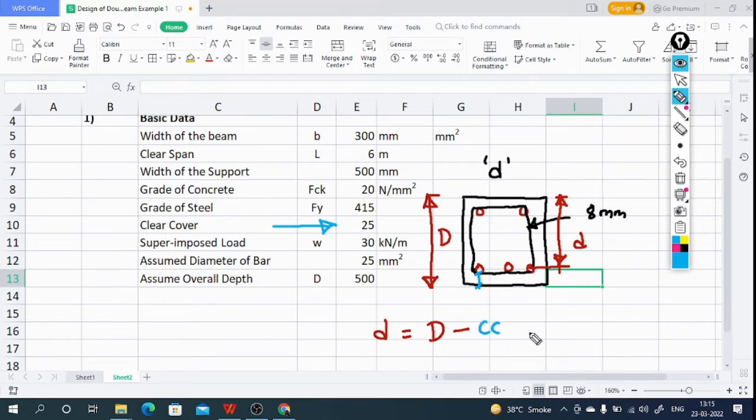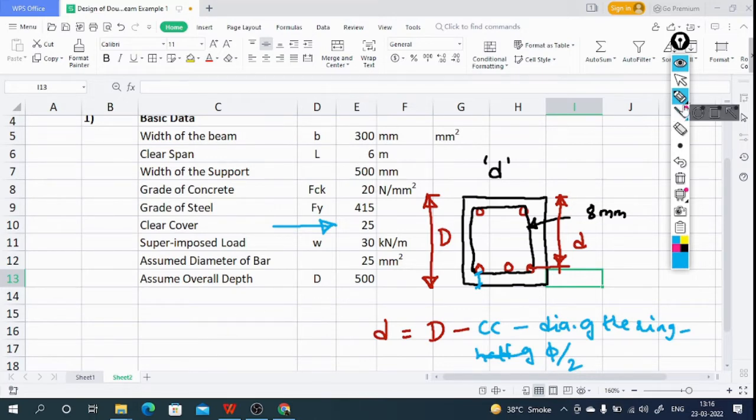We can write clear cover, minus the diameter of the ring. You have to deduct the diameter of the ring, or stirrups, and then half of the diameter of the reinforcement. Whatever reinforcement you will provide at the bottom, half of the diameter of that reinforcement shall be taken in, half of the diameter of reinforcement, or we can simply write phi by 2.